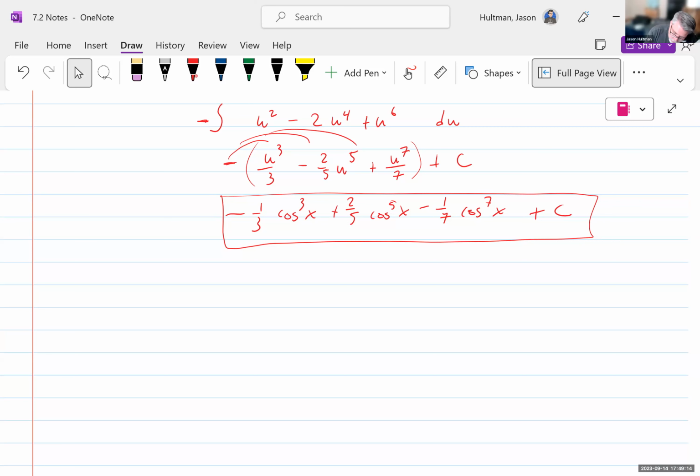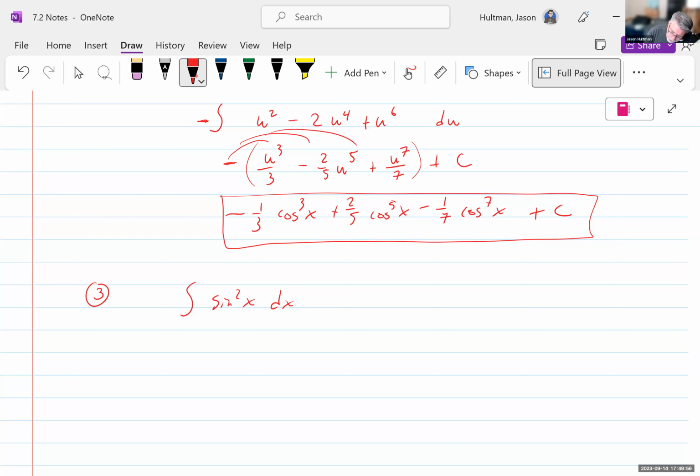Okay, let's try this one. Number 3: the integral of sine squared x dx. Okay, so this is to the 2nd power. It's even. Sine is even here. And so what I have to do is a half angle identity.